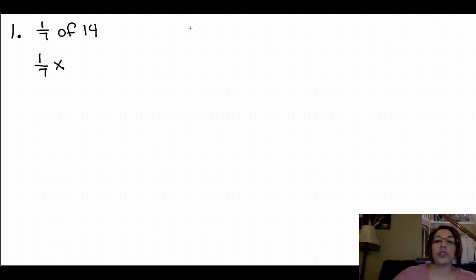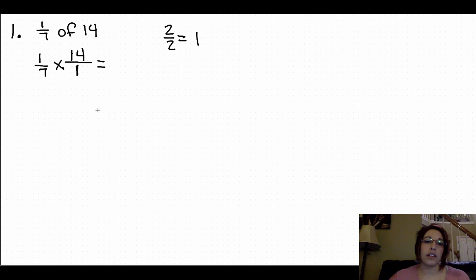So we've already learned that when you have fractions like 2/2, that is equal to 1 whole. In this case, we want to make the whole number 14 into a fraction. You can take any whole number and put it over the number 1, and that makes it into a fraction. For this problem now, we are ready to multiply. So 1 times 14 would be 14. 7 times 1 would be 7.